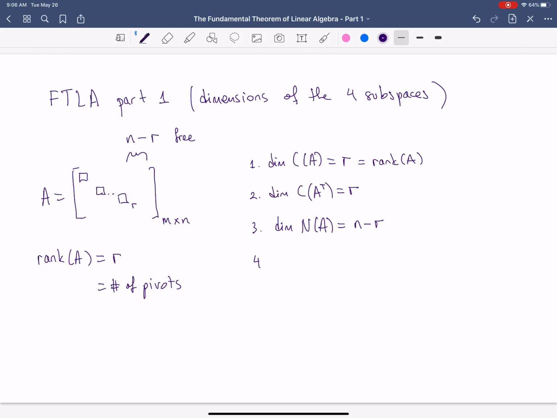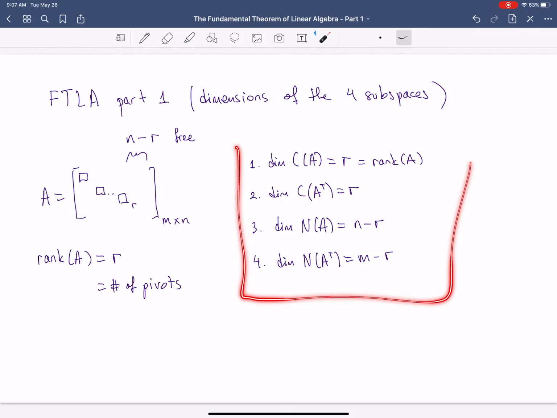By symmetry, whatever is true for the columns of A, if we just flip it for the rows, that's how we get the null space of A transpose, or the left null space. So the dimension of the left null space of A is m minus R, which is all the rows minus the pivot rows. It gives us the free rows. So this is something that we've already used, we're just now making it formal.